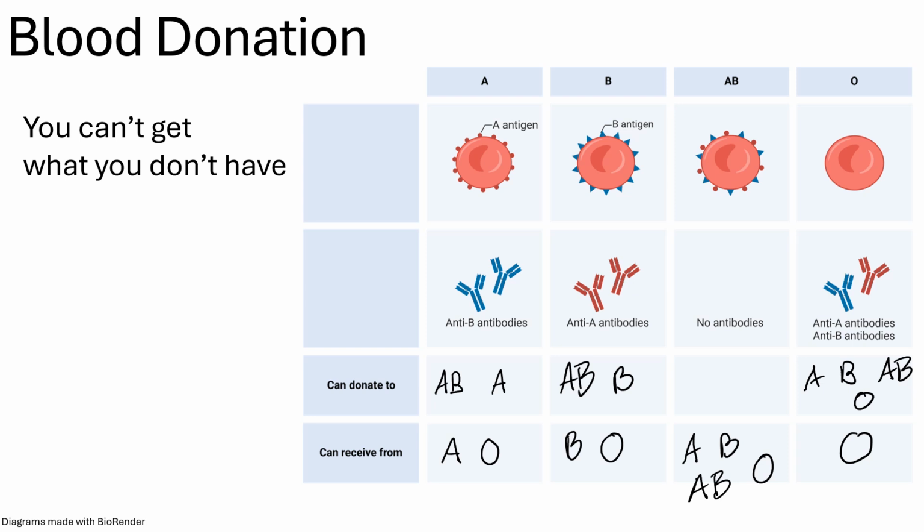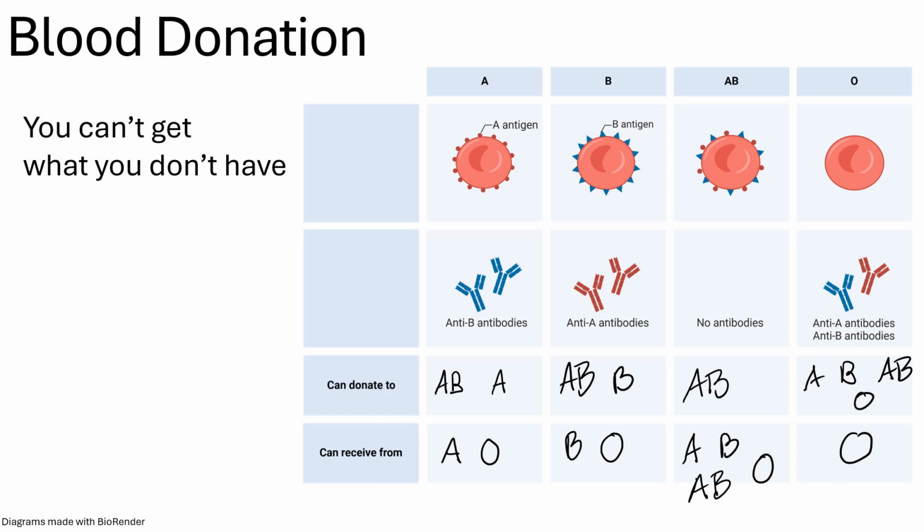And in blood donations, AB can donate only to AB, right? Because if AB is donated to blood type A, that person with blood type A would be getting the B antigen they don't have. If a person who is AB donated to someone who's blood type B, they would be giving them the A antigen that they don't already have. So with blood type AB, they can only donate to blood type AB.